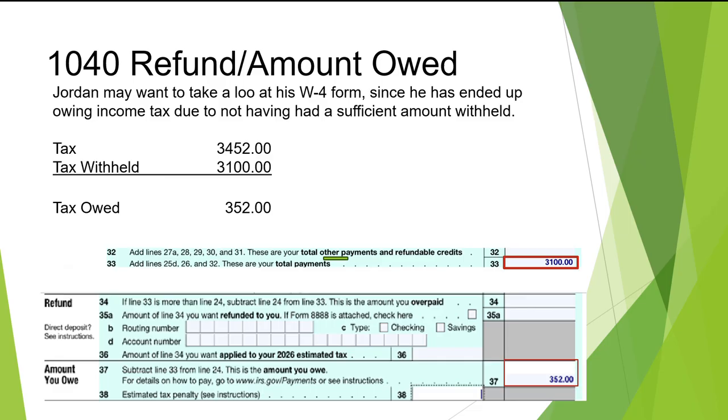So the top part shows his total payments, which was shown in box 2 as federal income tax withheld, was $3,100. Okay, but he owes $3,452, right? So the amount that he owes is shown on line 37. It's $352. He can either pay that electronically by having the amount taken directly out of his bank account, which he would need to then provide a routing number and account number for, or he can actually write a check, or he can make a payment with a credit card directly on the IRS website.